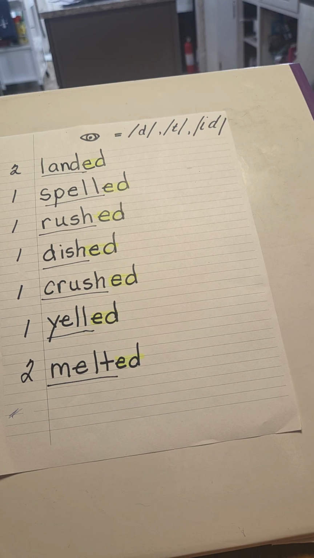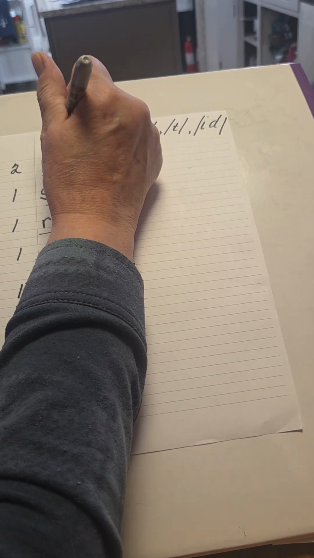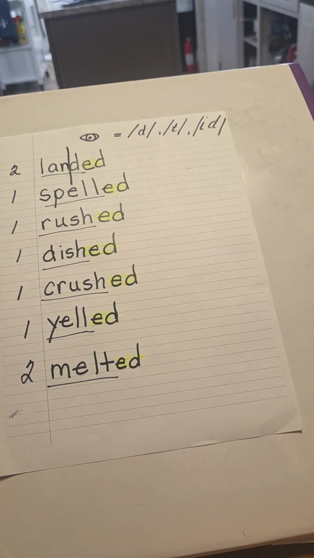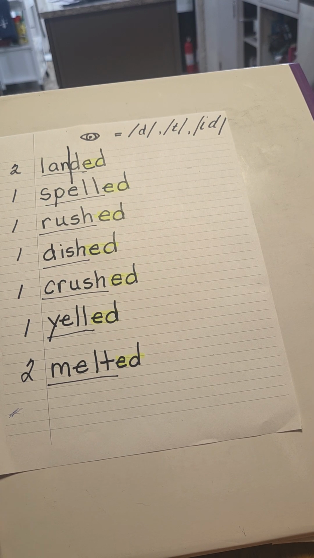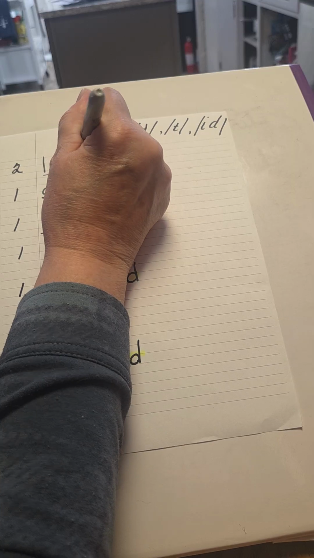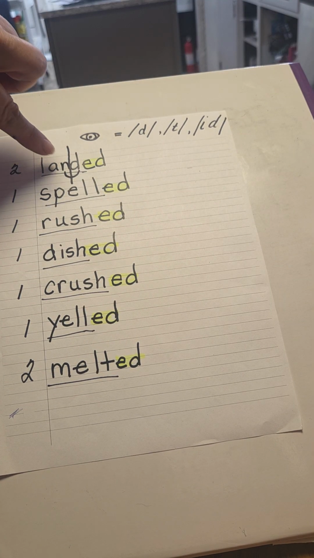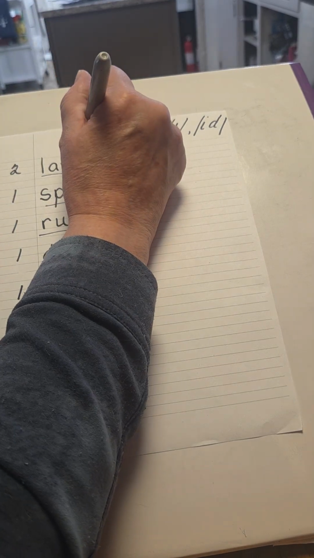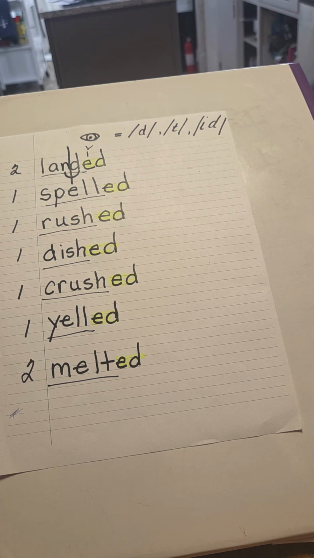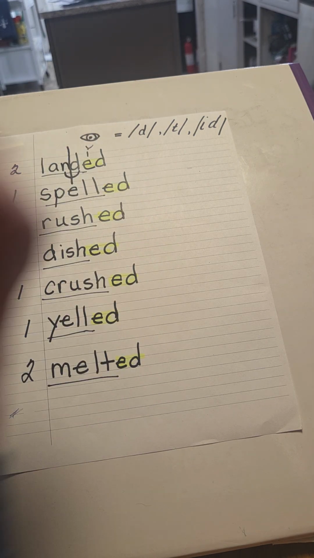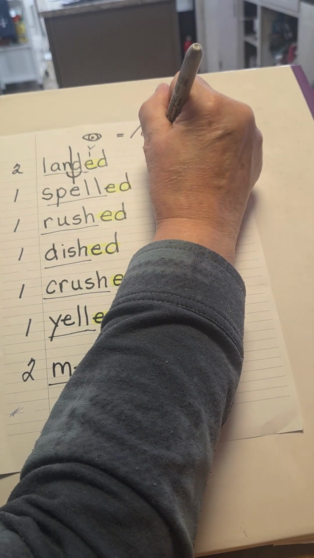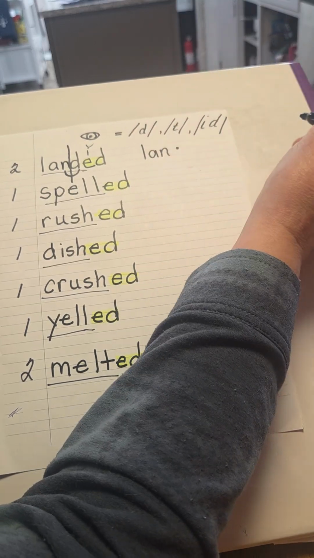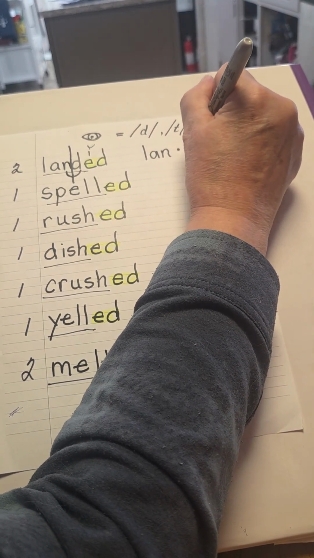All right, so the ones that have two have to be divided. And let's listen to them carefully. Land. I separated the ND. That had a blend at the end. Well, it's not a blend anymore. The N is over here, and the D, id. Hey, there's my I, short I sound. Landed. So what happens? L-A-N. Here's my syllable break. D-E-D.